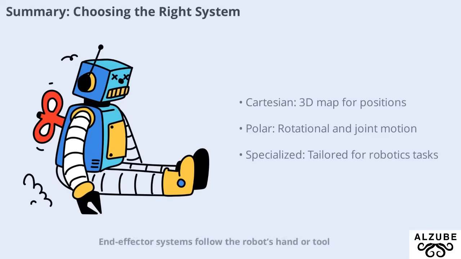End-effector systems follow the robot's hand or tool, while base systems anchor everything to a home position. Sensor-based systems adapt to the task or object at hand. In rehabilitation and robotics, choosing the right system ensures accuracy, safety, and efficiency. Understanding these frameworks empowers you to design better devices and smarter solutions for real-world challenges.